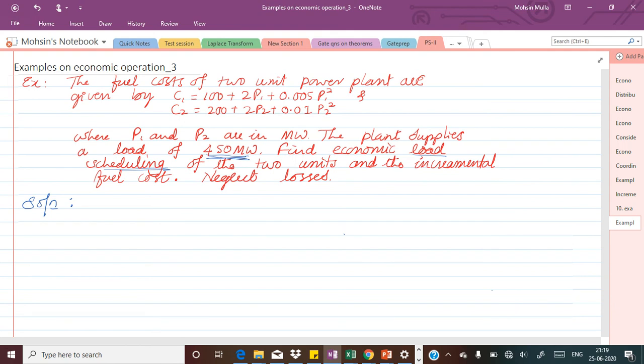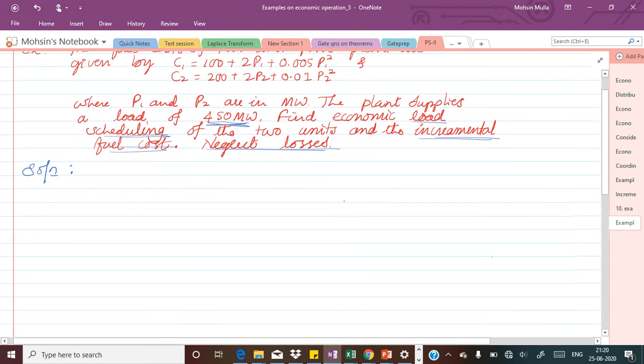And also we have to obtain the incremental fuel cost for that optimum operation of the two units of the plant. Here we have to neglect the losses, so this case is without any transmission losses or any kind of losses. You can note down the example statement here just by pausing the video. Now let us try to solve this given problem.